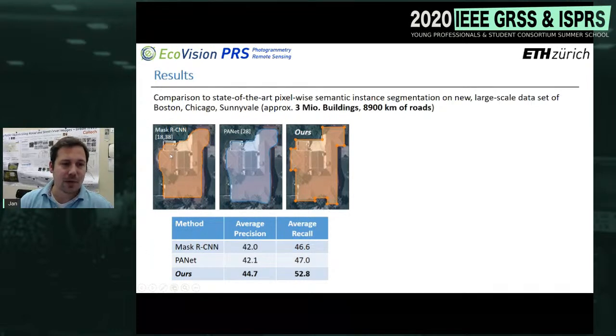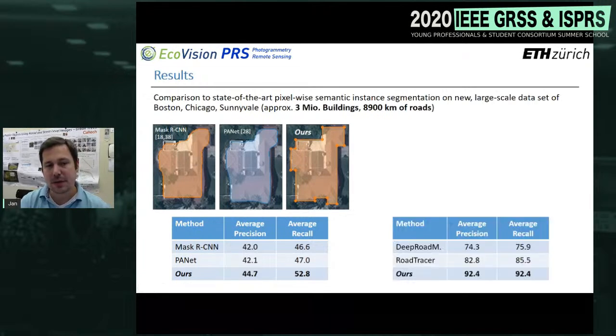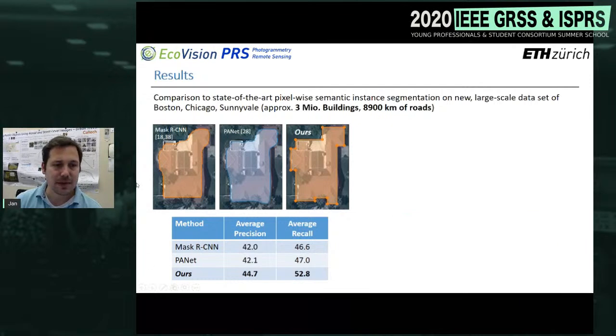This is a typical output that you see. So we compare it to baseline and state of the art. If you use Mask RCNN, a very good method for instance segmentation, or PANet, you see this is the pixel-wise representation. So each pixel is annotated. And here we only have the vertices and the polygon. And since we know what kind of vertices they are, that they belong to a building, we can just fill it. And this is then the only representation, directly a polygon.